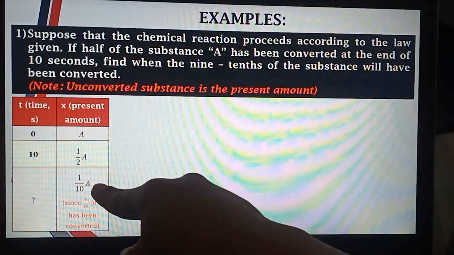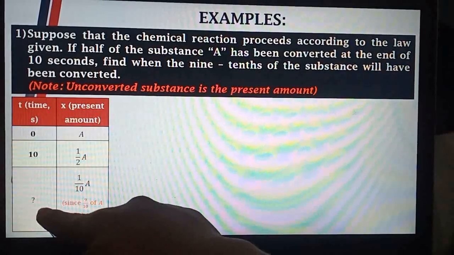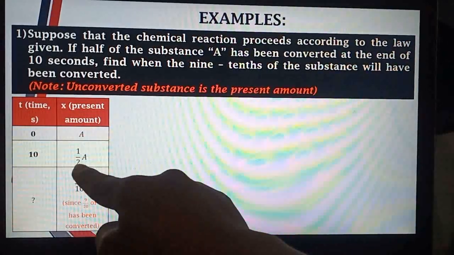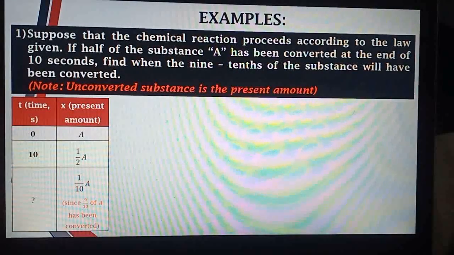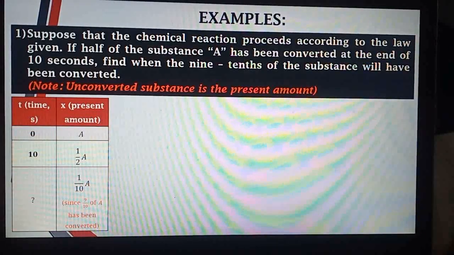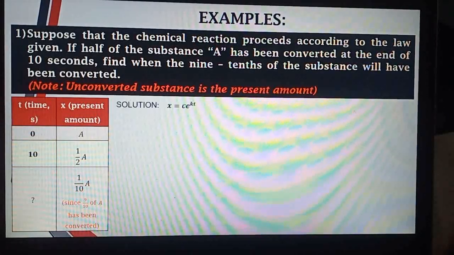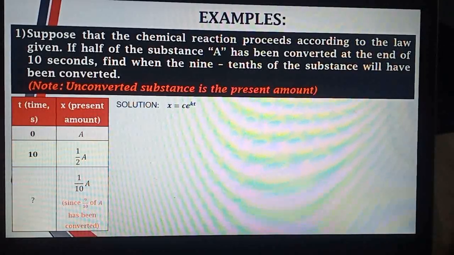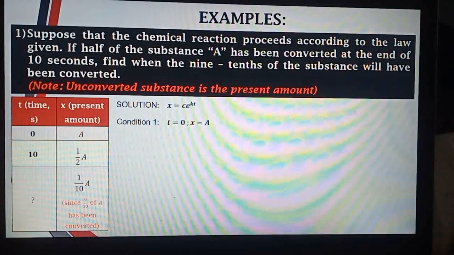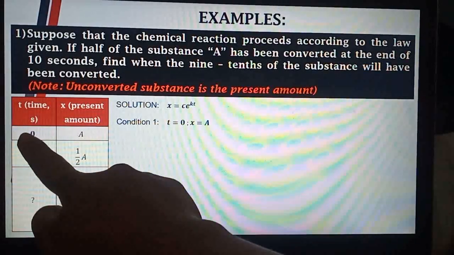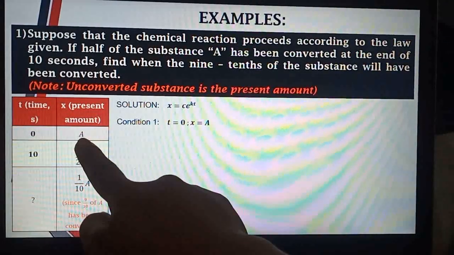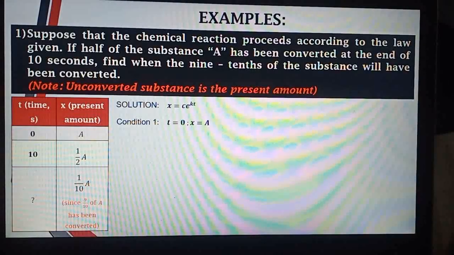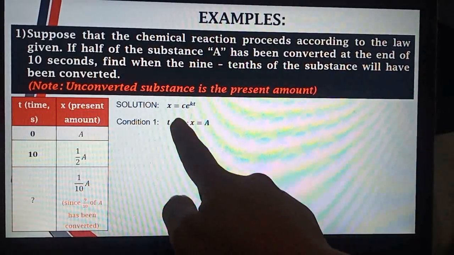So all you have to do is to find the time kung kailan 1/10 na lang ni A yung natitira. Now let's go to the solution. So our formula is x equals c e raised to kt. So for the first condition, at time is equal to 0, the value of x is equal to a. So all we have to do is to substitute the t and the x at the equation.